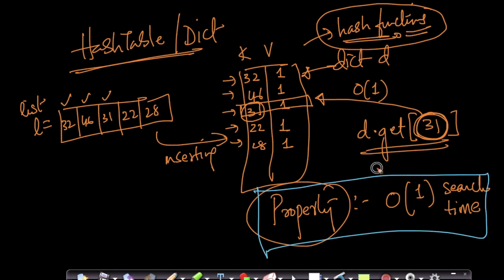Given a key, I can search whether that key exists or not. And I can get that whole row in a key in order of one search time. I don't have to go sequentially. And this is done using hash functions. This is the most important property of a dictionary. Now, can we use this dictionary to solve our problem?